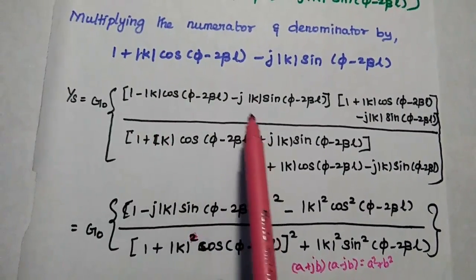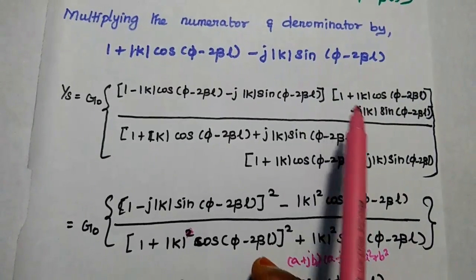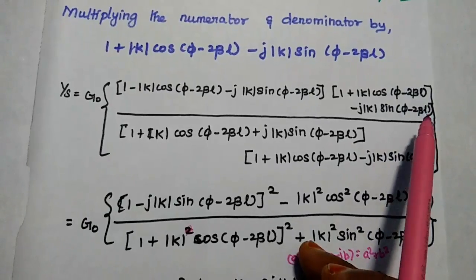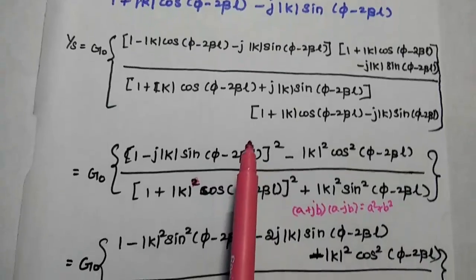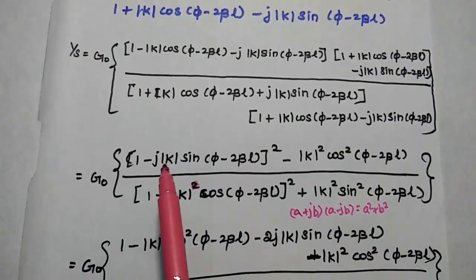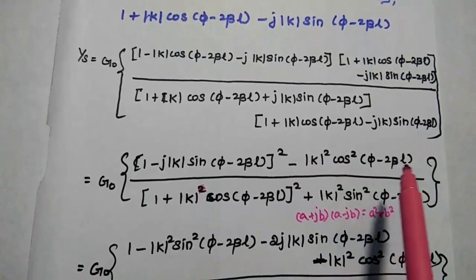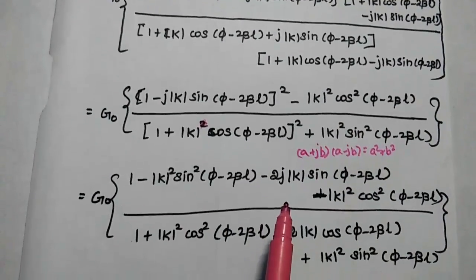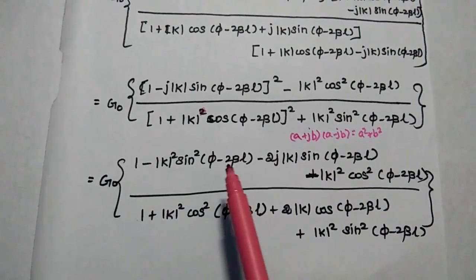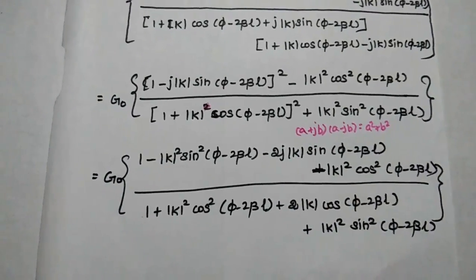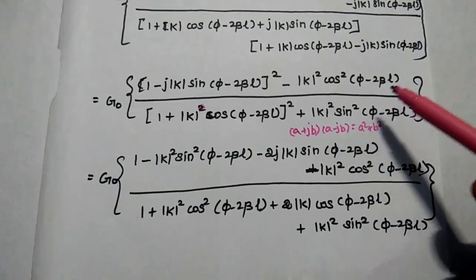Here this 1 minus jk sin(φ minus 2βL). In the second term we have the same term 1 minus jk sin(φ minus 2βL). Here it is minus, here it is plus. We can simplify the term like this: 1 minus jk sin(φ minus 2βL) the whole square minus k squared cos squared(φ minus 2βL). Then we can simplify all the terms. We can get the answer as G0 into 1 minus k squared sin squared(φ minus 2βL) minus 2jk sin(φ minus 2βL) minus k squared cos squared(φ minus 2βL).